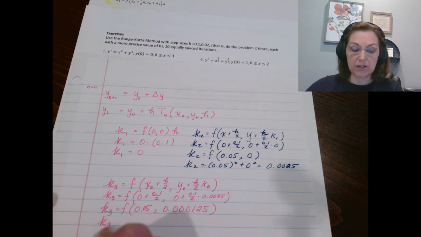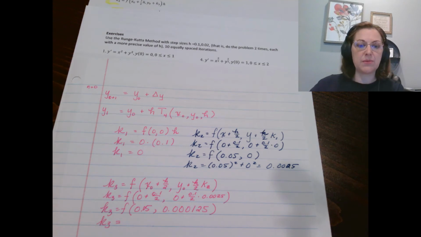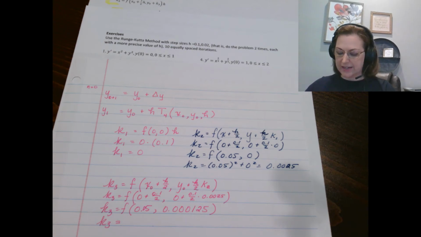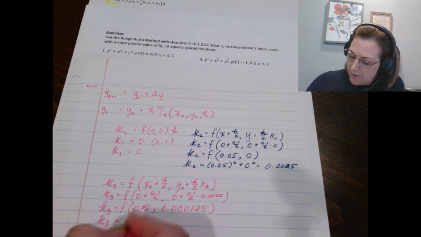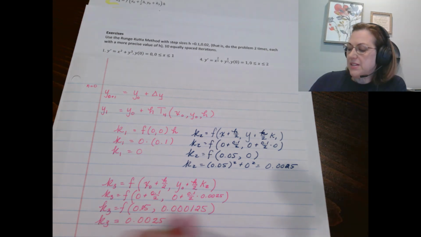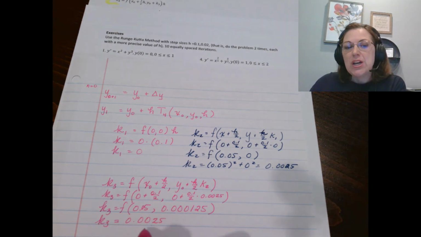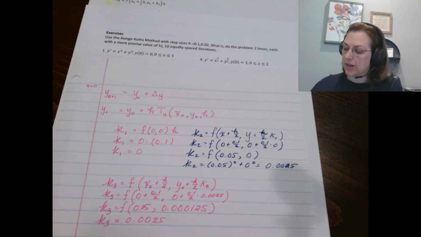We end up getting our derivative by squaring both of those values. We're going to get a very small decimal, and we end up getting 0.0025. The value being squared gets even smaller. So you can see our approximations get closer and closer together.